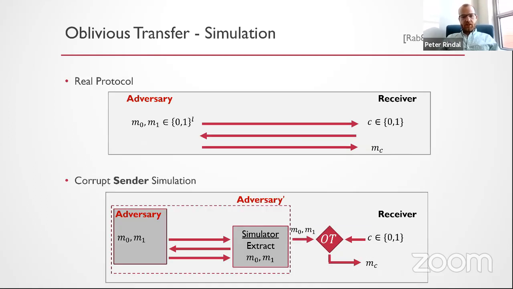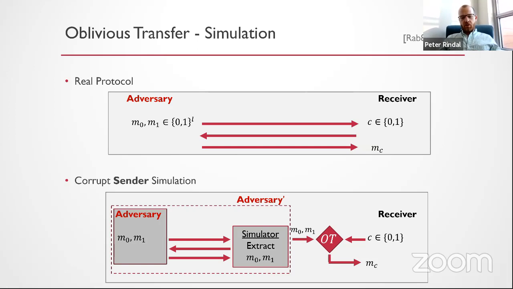The classic way to do this is the simulation-based paradigm, where for every adversary in the real world, sending real protocol messages, there exists a new adversary prime, which consists of the old adversary and the simulator. The job of this simulator is twofold. First, as its name suggests, it needs to simulate the messages that the honest receiver would be sending. So the messages in the top should be indistinguishable from the messages in the bottom. This is one of the basic requirements.